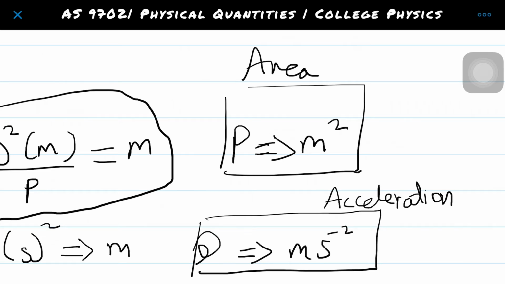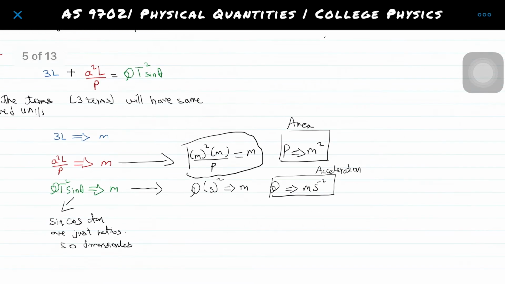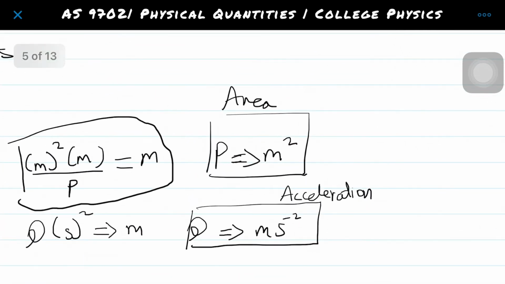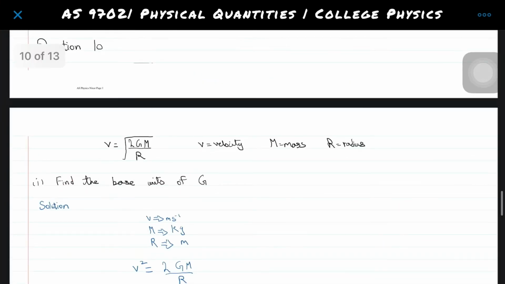Now m square, we already know that the units for area are m square, so we know that p is basically area, and q has the units of m s minus 2, and earlier we learned that the units for acceleration are m s minus 2, so therefore q is going to be your acceleration. That's about it. It says v is equal to root 2GM upon r.